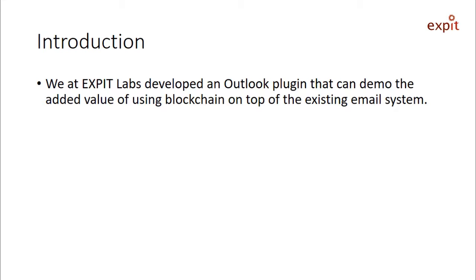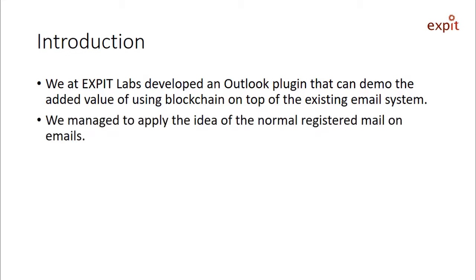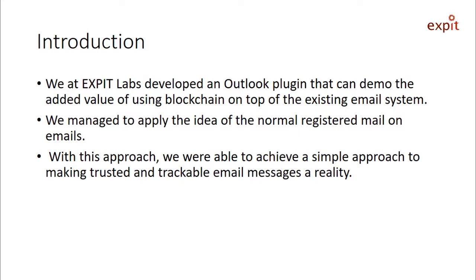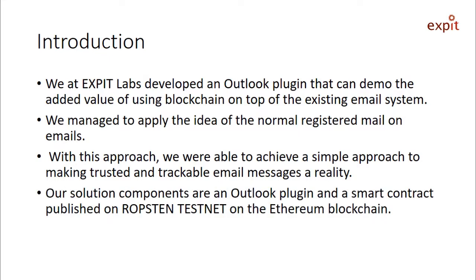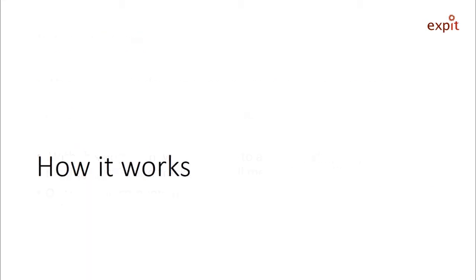We at Expit Labs developed an Outlook plugin that can demo the added value of using blockchain on top of the existing email system. We managed to apply the idea of the normal registered mail to the email world. We were able to achieve a simple approach to making trusted and trackable email messages a reality. Our solution components are an Outlook plugin and a smart contract published on Ropsten Testnet on the Ethereum blockchain. Now, let's look at how our solution works theoretically.